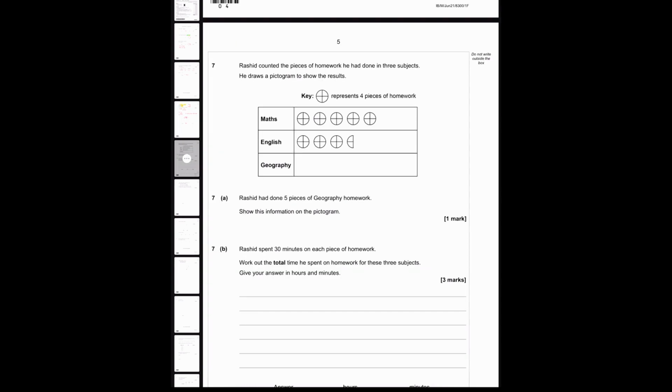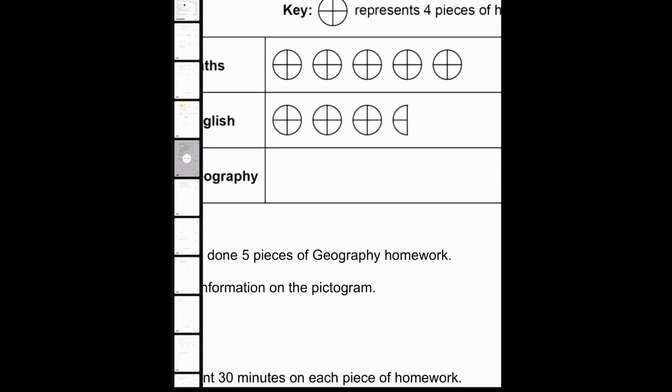Question 7 is a pictogram question. It states that Rashid counted the pieces of homework he had done in 3 subjects. He draws a pictogram to show the results. For the first part, we are told that Rashid had done 5 pieces of geography homework. Show this information on the pictogram.